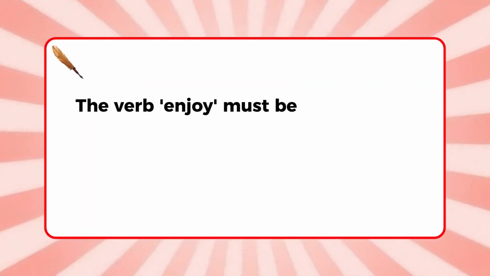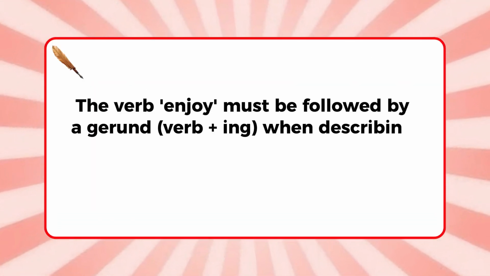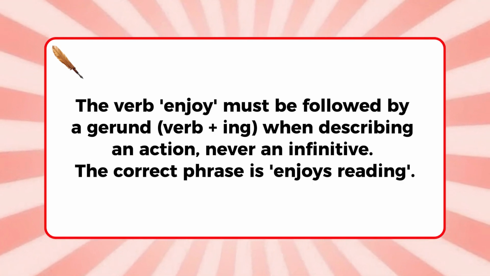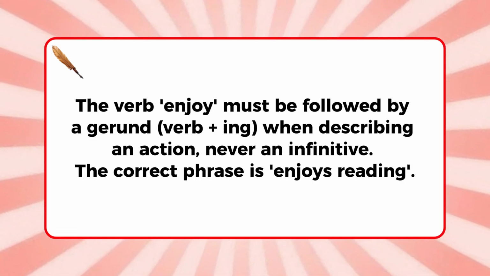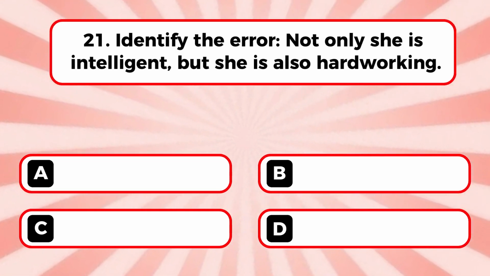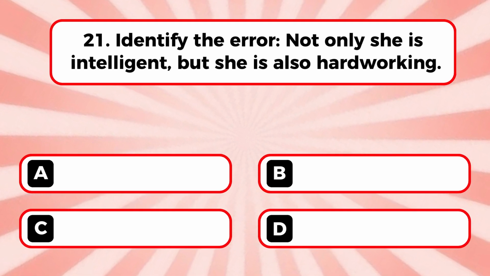The verb enjoy must be followed by a gerund, verb plus ing, when describing an action, never an infinitive. The correct phrase is enjoys reading. 21. Identify the error. Not only she is intelligent, but she is also hardworking.